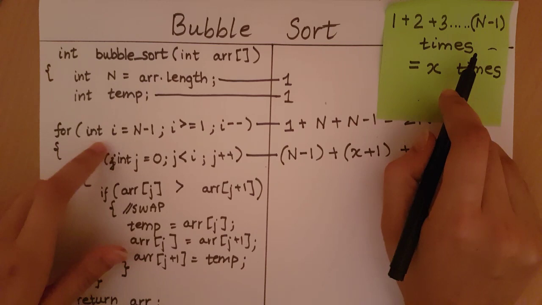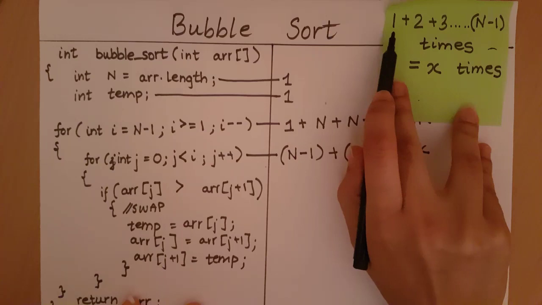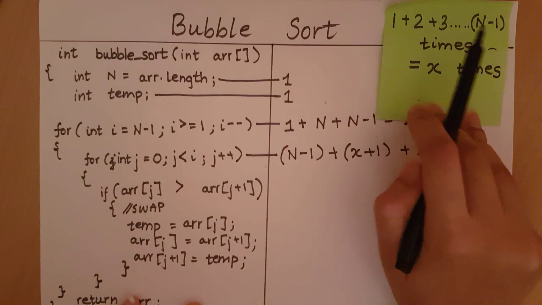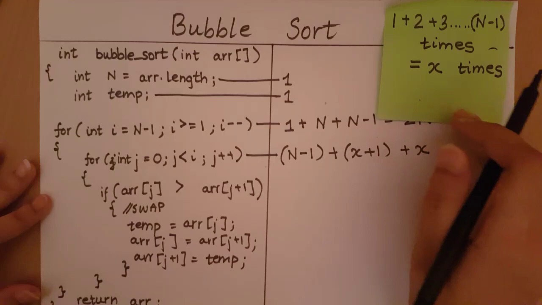This is not executing just for one instance of the I loop, but at some instance of the I loop we are executing only one time. At another instance of the I loop we are executing two times. So when we say that the loop executes x times, we take into consideration all instances of the I loop. So we don't have to multiply it by n minus 1. So this is equal to x plus 1 plus x.